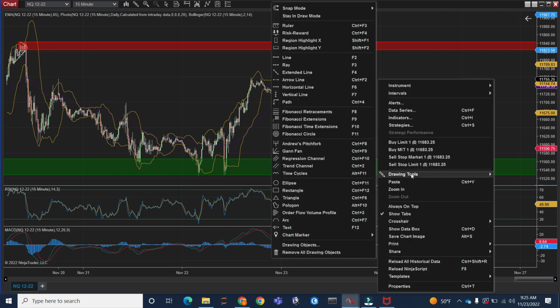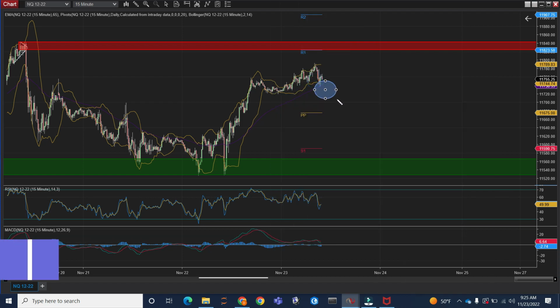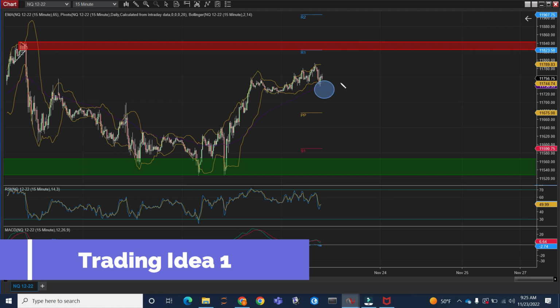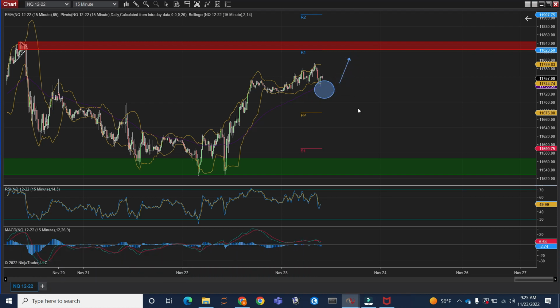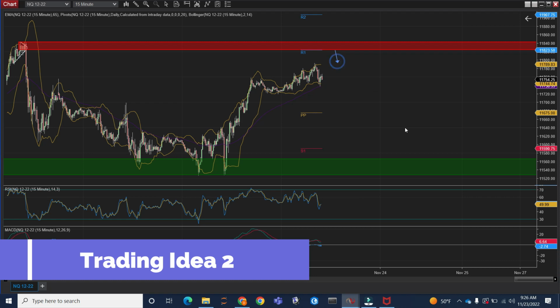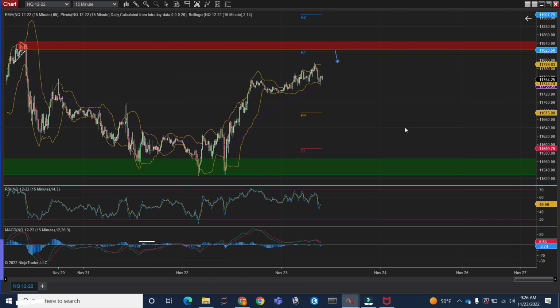So our first trading idea for today, our thesis one, is that we're going to continue to trail down just slightly back to this 65 EMA and return back up or continue up to this supply level. Second idea is that price is not going to do anything. It's just going to keep moving above that 65 EMA, returning to this supply level, then making a return slightly downward.